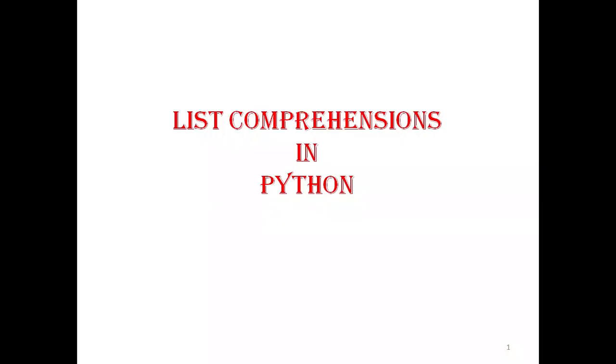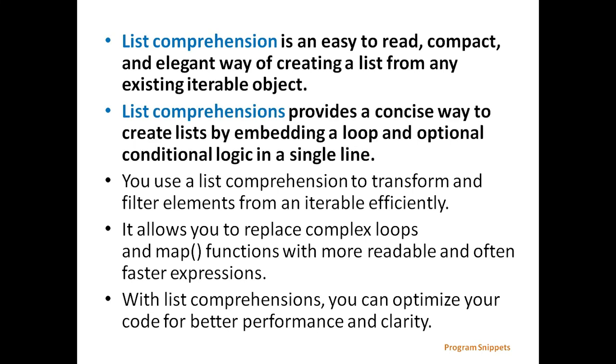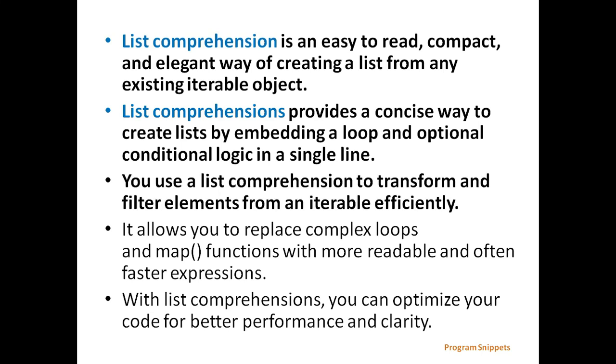Here we will see list comprehension in Python. List comprehension is an easy to read, compact and elegant way for creating a list from any existing iterable object. It provides a concise way to create a list by embedding a loop and optional conditional logic in a single line. You can use a list comprehension to transform and filter elements from an iterable.